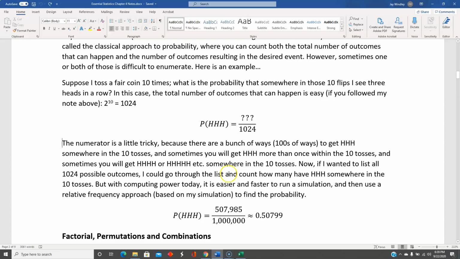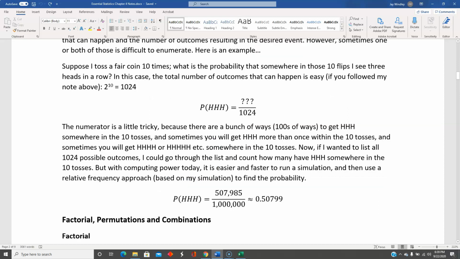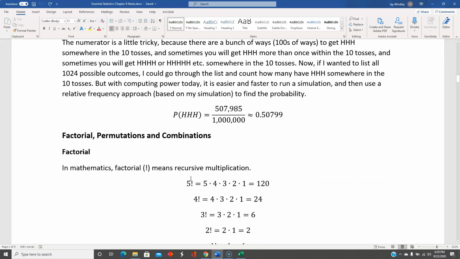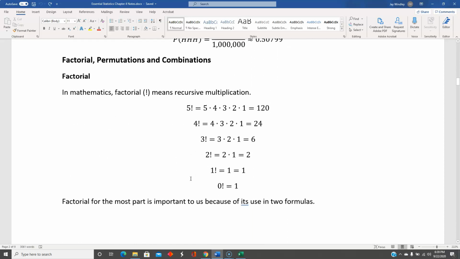simulation. Now, we were talking about ways of counting how many things can happen on top and how many things can happen on the bottom. Very important in that regard is permutations and combinations. But the mathematical symbol factorial appears in both formulas. So just a recap of factorial, when you see this exclamation mark, 5 factorial, that literally means to do 5 times 4 times 3 times 2 times 1.